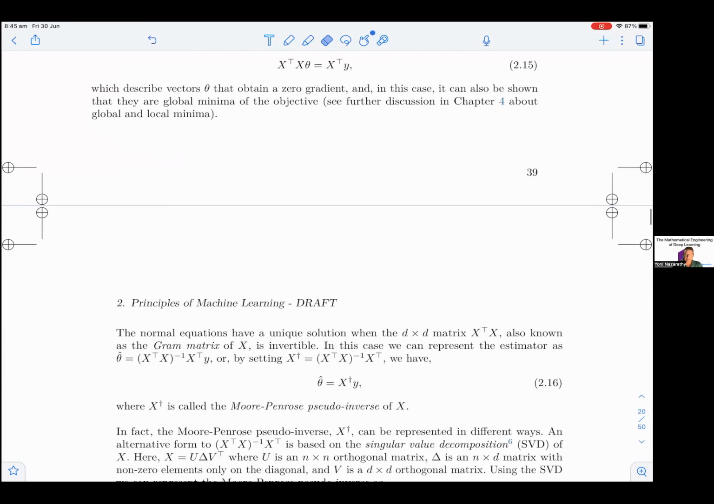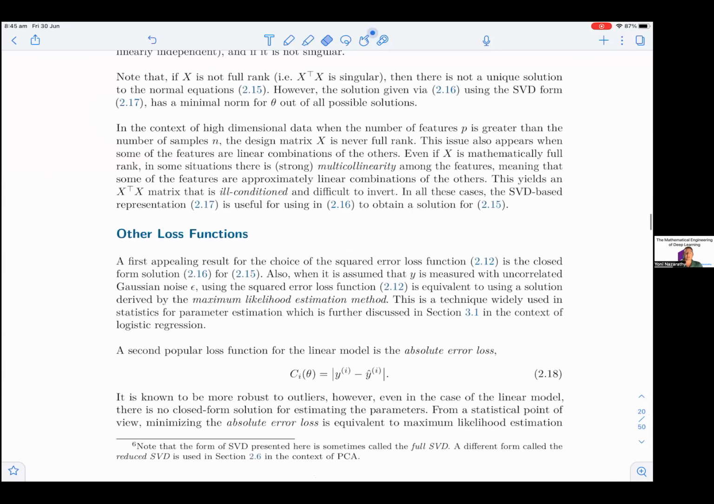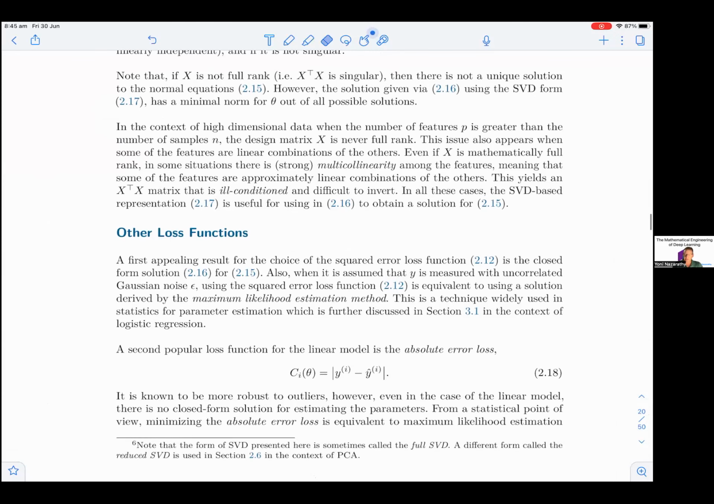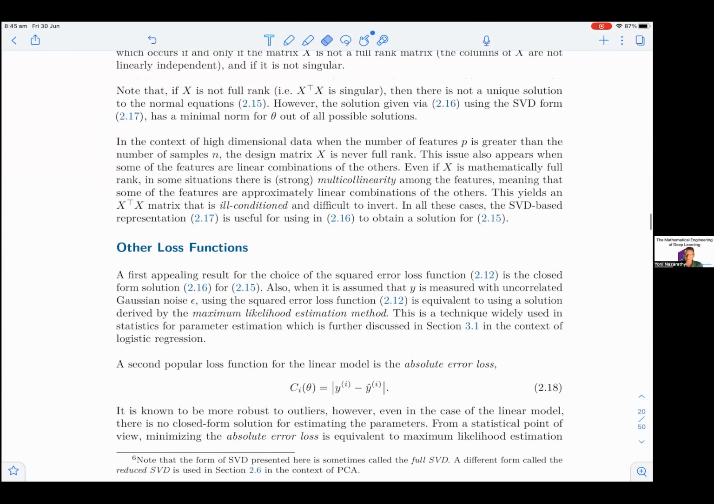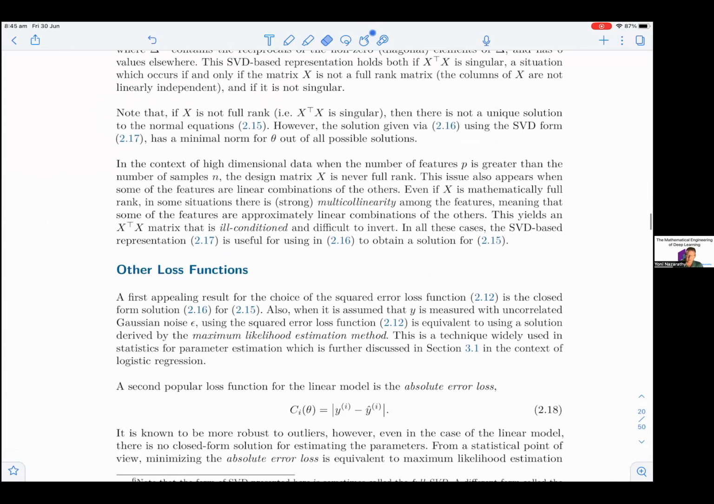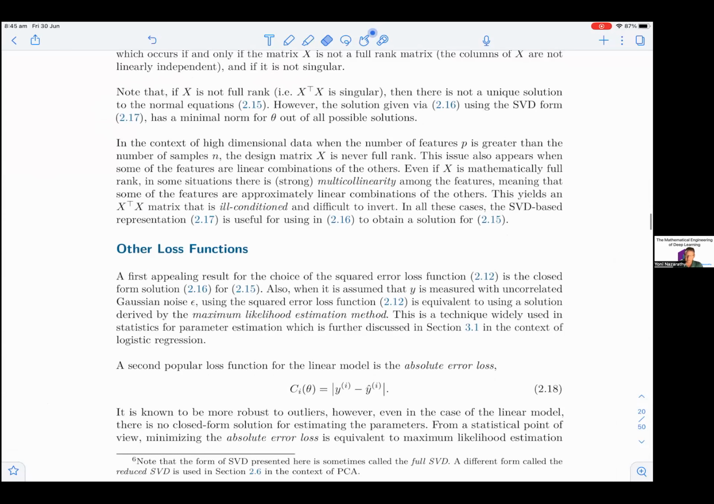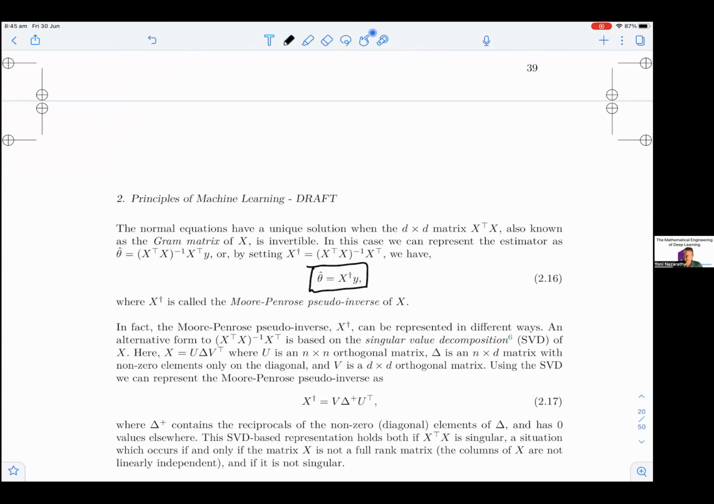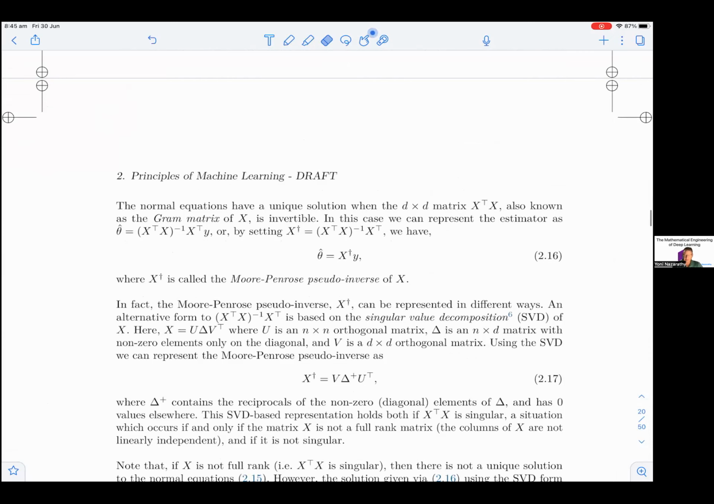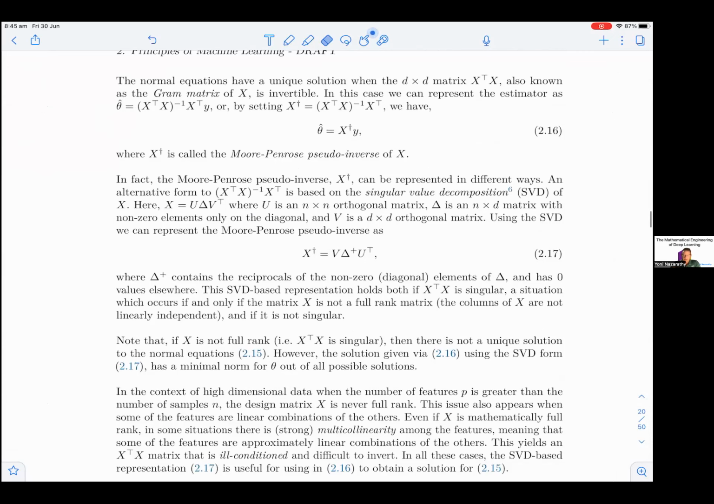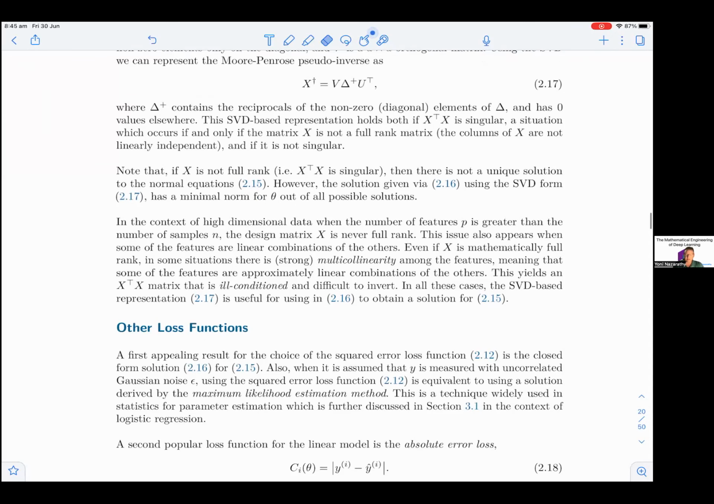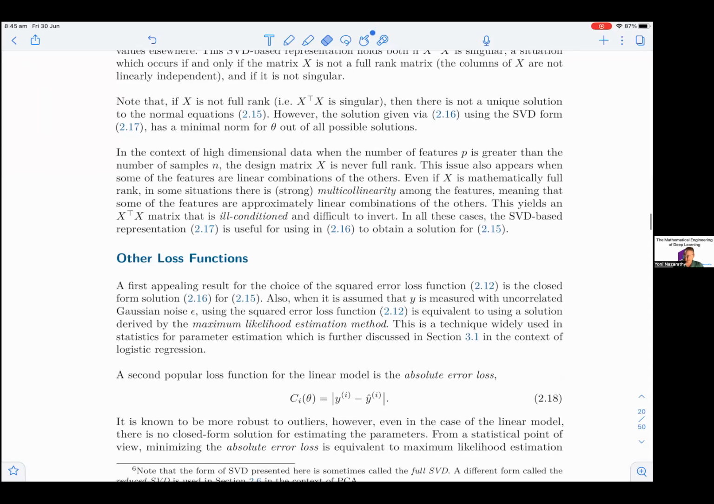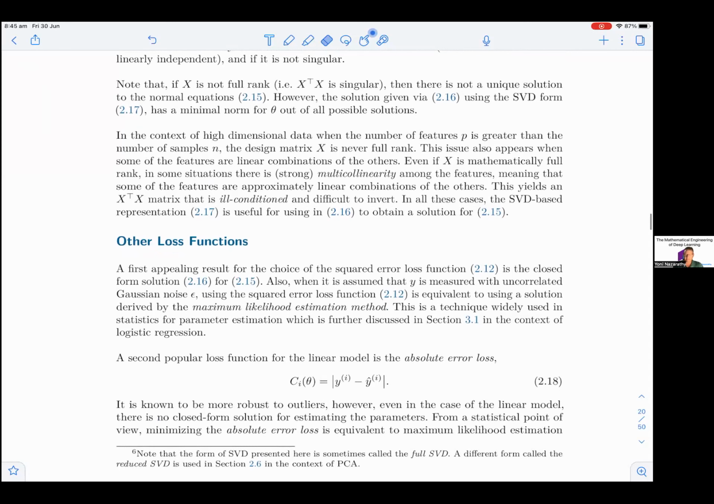Note that if X is not full rank, i.e. X transpose X is singular, then there is not a unique solution to the normal equations 215. However, the solution given via 216, so this is always going to be a solution of our least squares estimator, okay, with the Moore-Penrose pseudo-inverse sometimes being given like this, sometimes being given via an SVD if we'd like. However, the solution given via 216 using SVD form is actually the solution which has a minimal norm for theta out of all possible solutions.